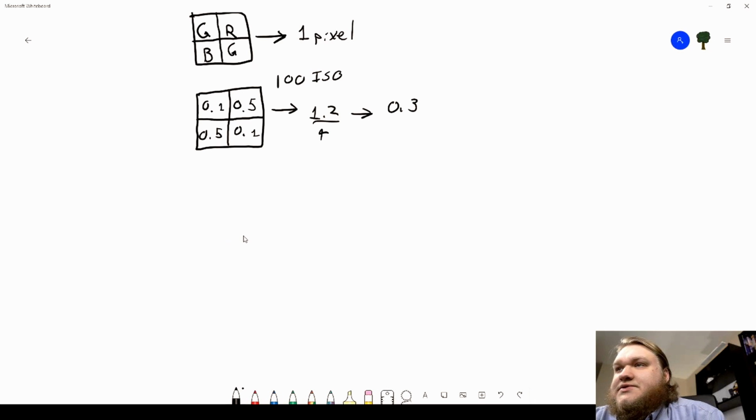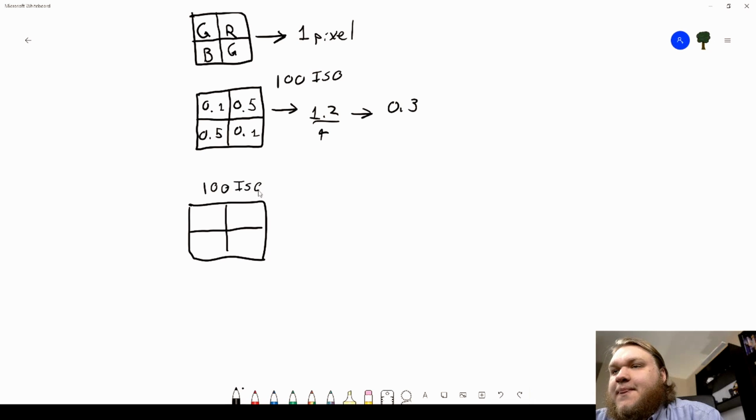We're talking about sensitivity, and essentially the way to think about it is that as you increase the ISO, you multiply the values. So if we have a 100 ISO pixel, and we'll use the same numbers, it's still got 0.1, 0.1, 0.5, and 0.5. Now, let's say that we double the ISO. We want to see what this would look like at 200 ISO.